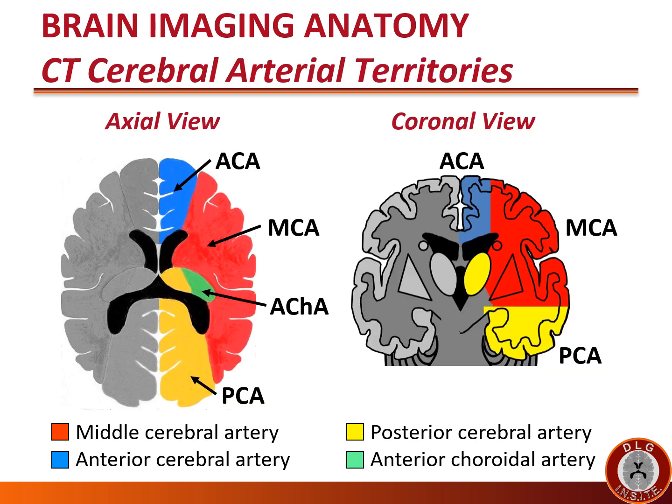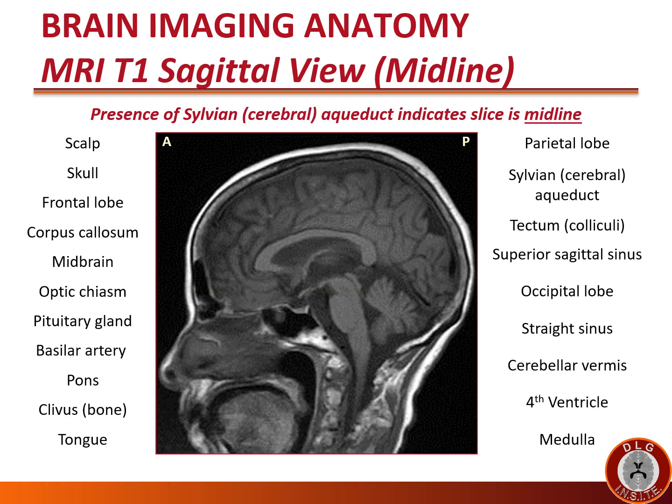On this slide, the arterial territories are shown in color on a CT brain axial image and on a coronal view for further clarification. The middle cerebral artery territory is red, the anterior cerebral artery territory is blue, the posterior cerebral artery territory is yellow, and the anterior choroidal artery territory is green.